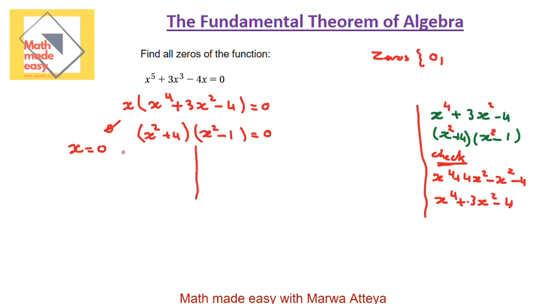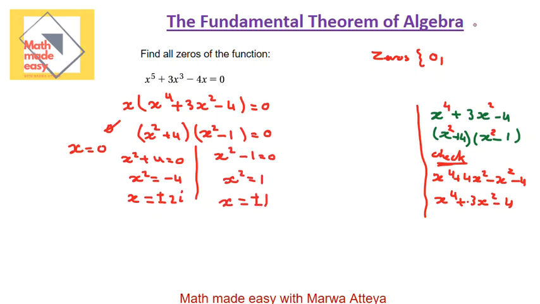Then I'll solve it normally, saying that x squared plus 4 is equal to 0. That makes x squared equal negative 4. We did this before. We'll take the square roots of both sides. You have x equal positive and negative 2i, because of course the square root of a negative number has to give you an imaginary. And on the other side, I have x squared minus 1 equals 0. That makes x squared equal to 1, which makes x equal to positive and negative 1. So the zeros are 0, 1, negative 1, 2i, and negative 2i. Of course, these are not in order.